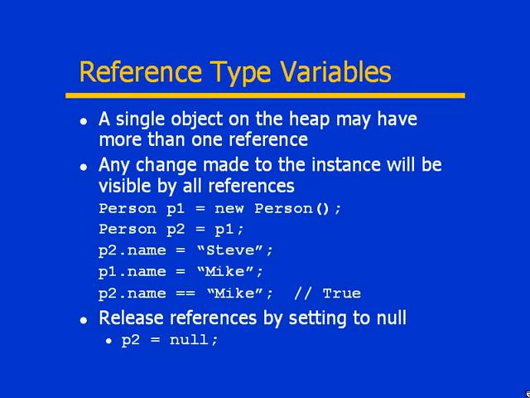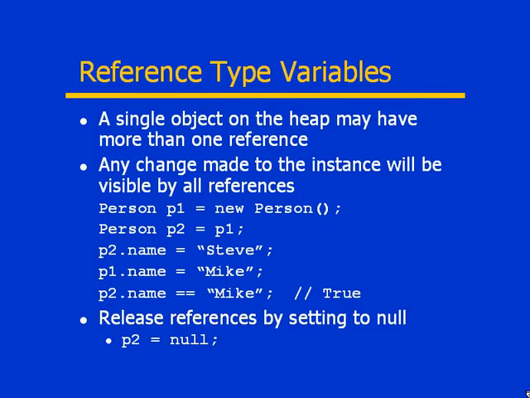Take a look at the example here. In this case, we're creating a reference variable called p1, and we're doing an actual instantiation at this point. p1 equals new person. Then I create another reference variable, p2. p2 is assigned to the same reference as p1. So technically now, p1 is equal to p2, or in other words, those two references point to the same physical object. Now, if I were to change the name by going through p2, p2.name equals Steve, and then I were to change the name of p1, p1.name equals Mike, what's the result?